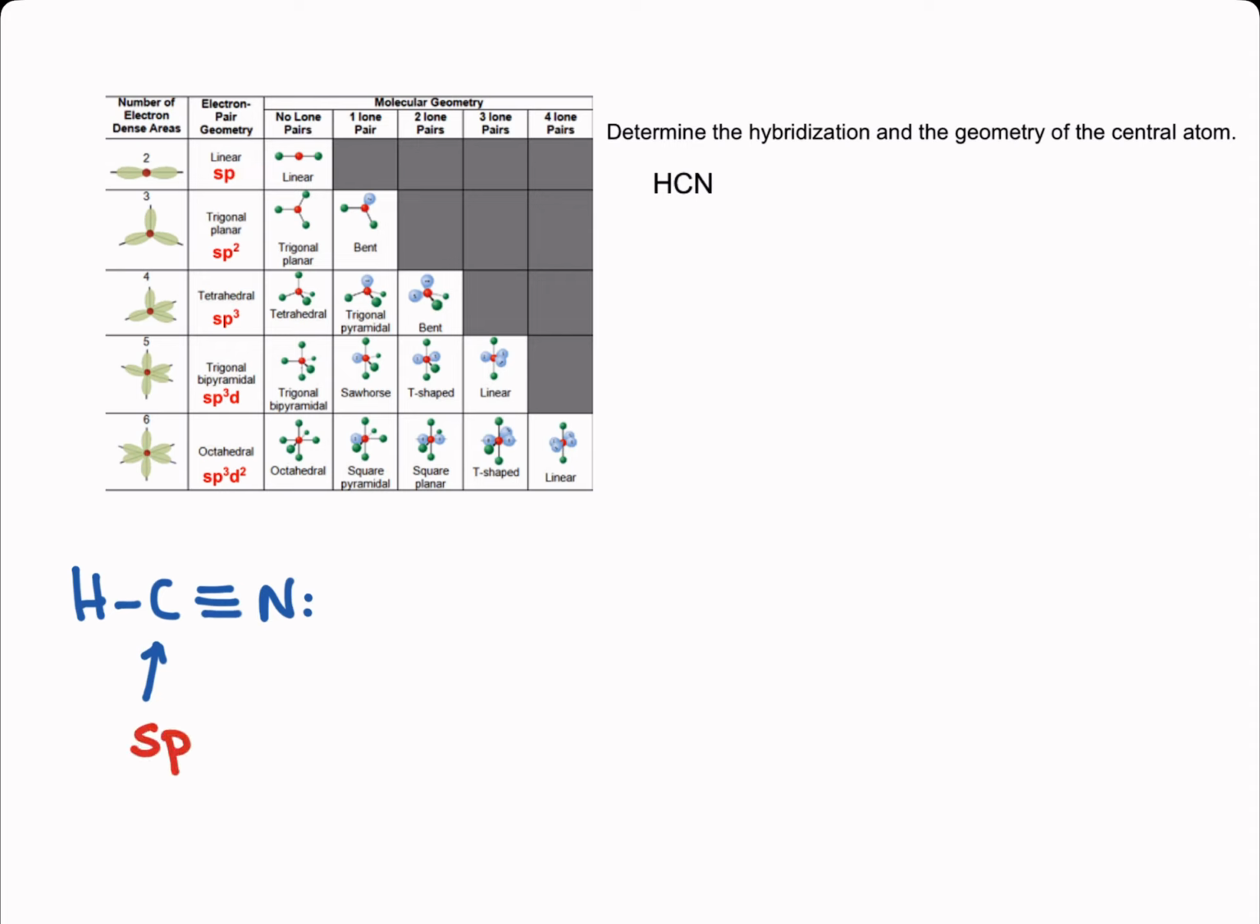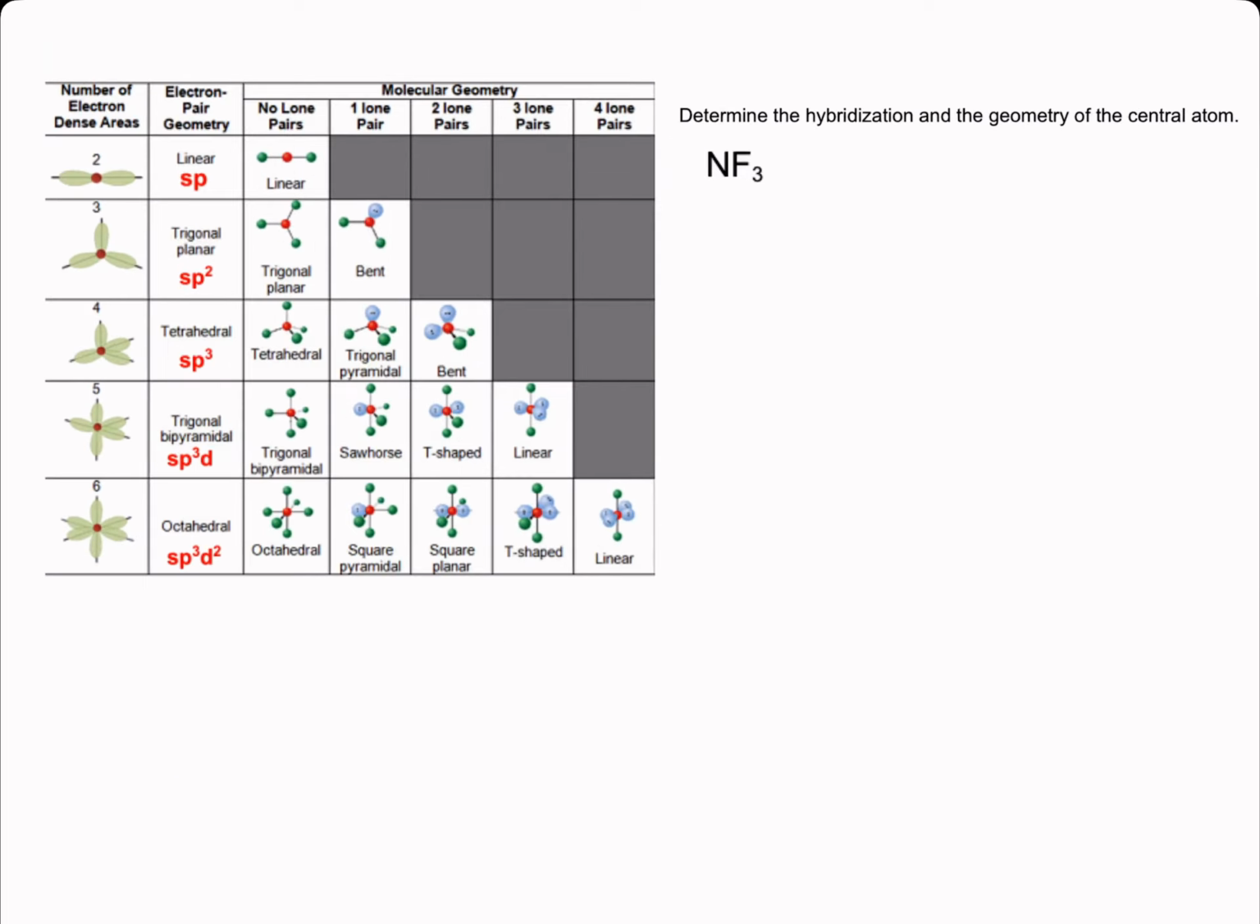We can also describe its geometry. So sp hybridization means it's linear with bond angles of 180 degrees. Let's take a look at another example.